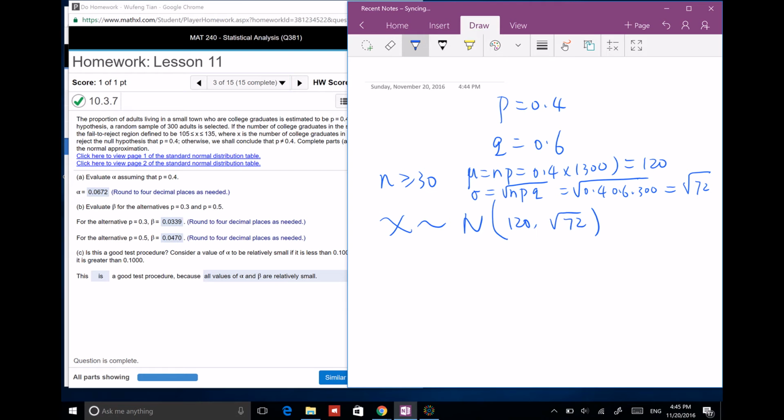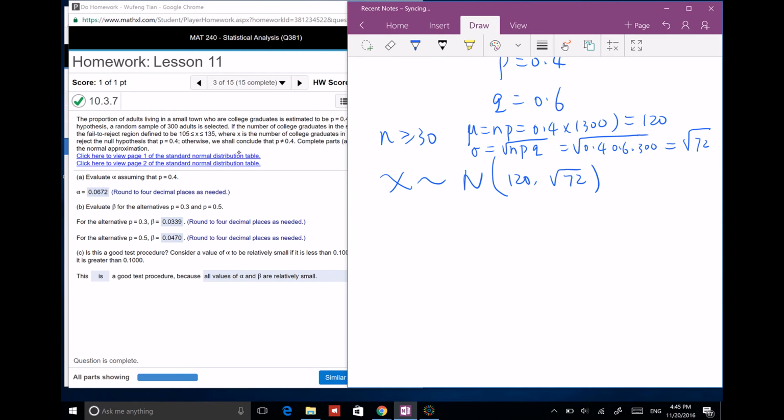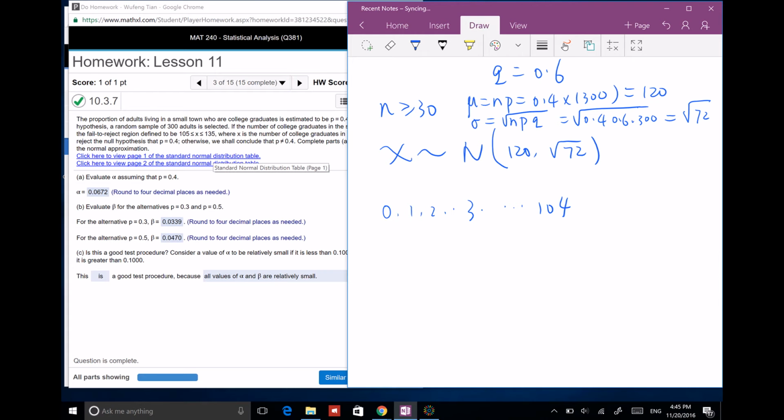What we need to do here is find alpha. Alpha is computed with p equals 0.4 and the acceptance region 105 less than or equal to x less than or equal to 135. Since this is a binomial distribution, the rejection region goes from 0, 1, 2, 3, 4, until 104, right? When we use the normal distribution to approximate the binomial distribution, we need to add 0.5 on the end. So we find the z-score.